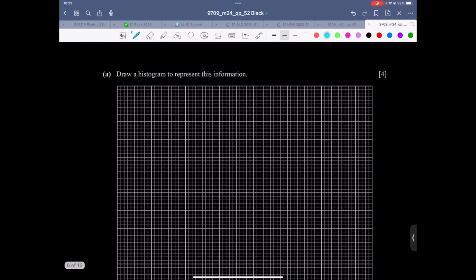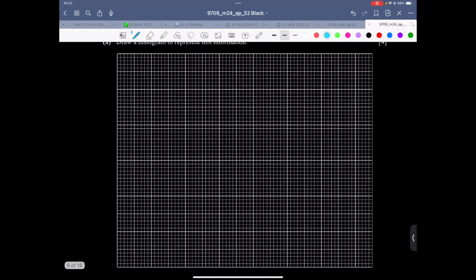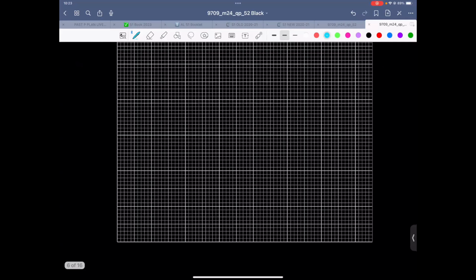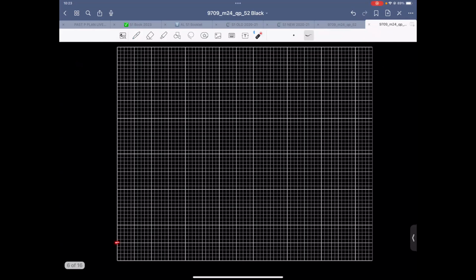Now let me look at the grid. The highest value of frequency density is 10.4. So that means this is 1, 2, 3, 4, 5, 6, I think a lot of space, 7, 8, 9, 10, 11, 12. So that's perfectly good. So let me just draw a vertical axis for this.